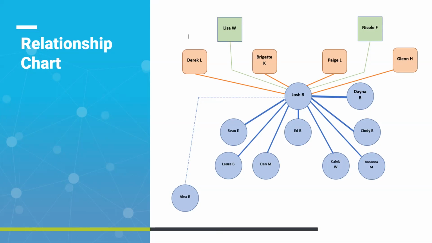Then on the bottom left of the graph, you have Alex R with a dotted and lightweight line. Alex is a long-term friend, but one that I have lost touch with in recent years. The relationship is there, but it's not near as strong as the other two personal rows.